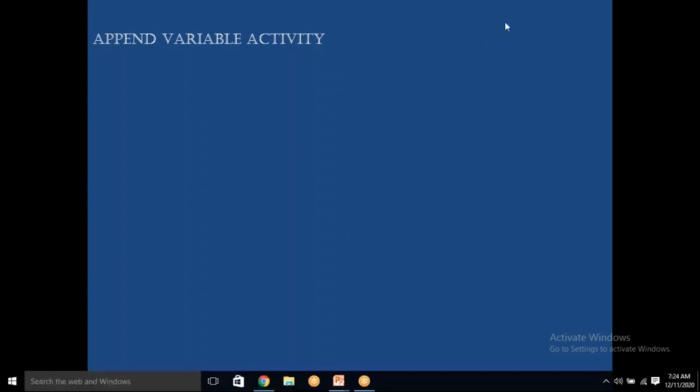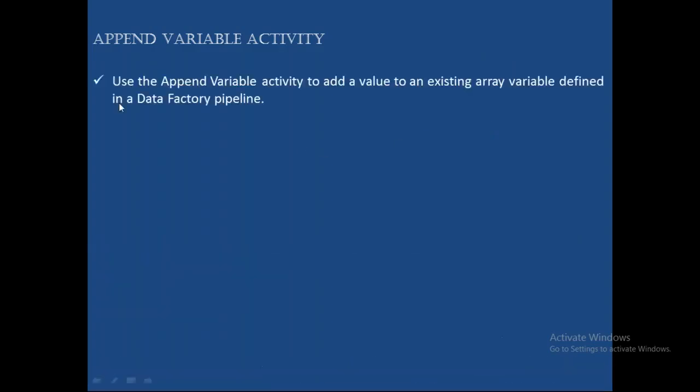Okay, one second. Yeah, sorry. So now just imagine you have an array. How many of you know what is an array? If you don't know, let me tell you. The append variable activity is used to add a value to an existing array variable defined in a data factory pipeline. So in a data factory pipeline, we are going to create the variable, and to that variable you are going to keep on adding new values.